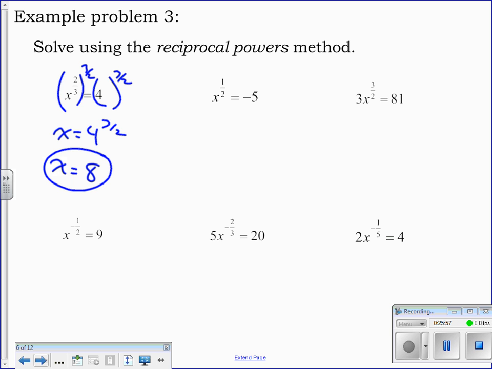What times 1/2 gives me 1? What do I multiply 1/2 by to get 1? 2. 2 times 1/2 is 1. So what I do is I square both sides. 1/2 times 2 is 1, so I get x. Negative 5 squared is 25.